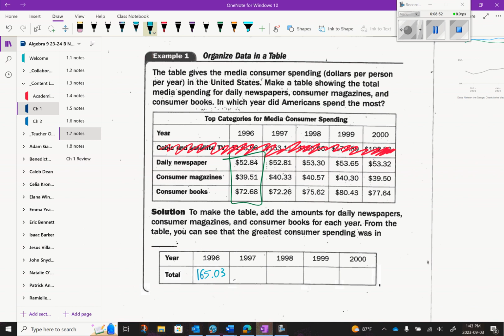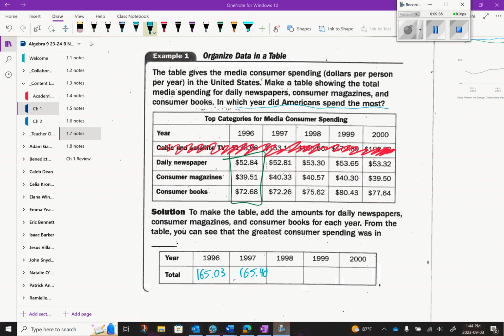Now, with all of this data here, maybe it's clear to you, maybe it's not so clear to somebody else. We're trying to figure out, in what year did Americans spend the most? Well, we're going to have to do some more addition here before we can answer that question and be sure of it. So if I add together the numbers from 1997, the 5281, 4033, 7226, that'll give us $165.40. So it's up a little bit, but not by much.